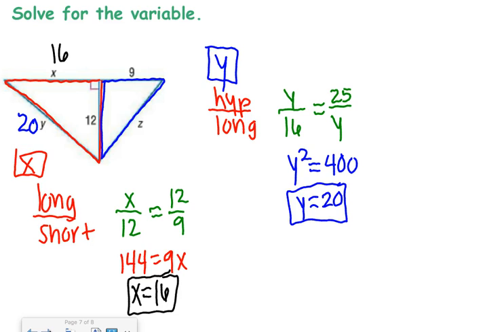Can you try to find Z? I typed that in wrong because I got 41 and I was so confused. Try to find Z. So you're using the blue triangle and the big triangle. See what side Z is on the blue and what it is on the big one. So that's going to be a height and short.